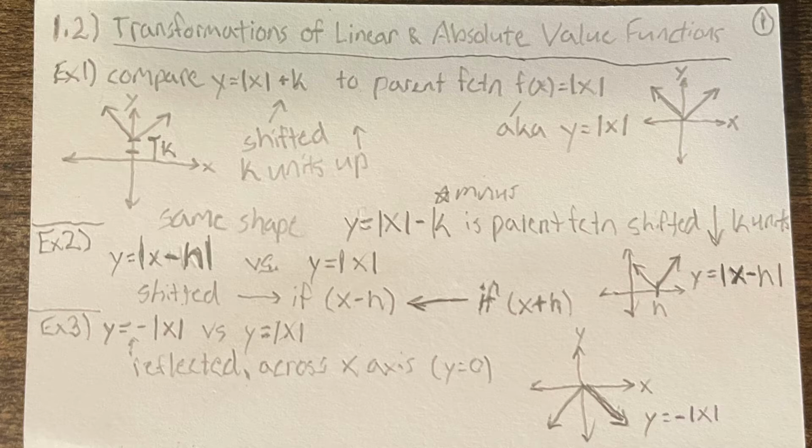Y equals absolute value of x plus k is the parent function shifted k units up. It is up because it is plus k: up if plus k, down if minus k. Same shape, size and orientation as the parent function.